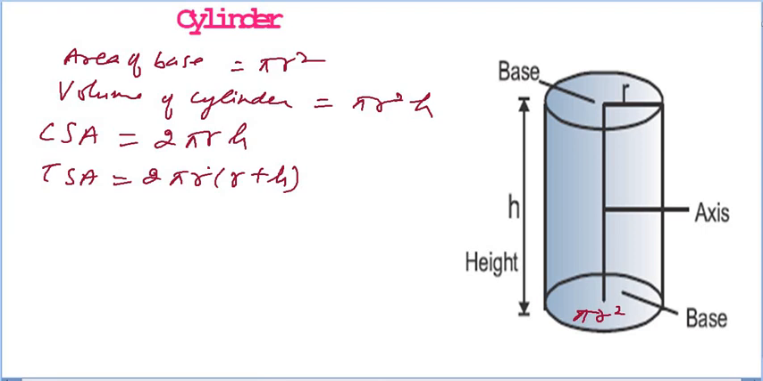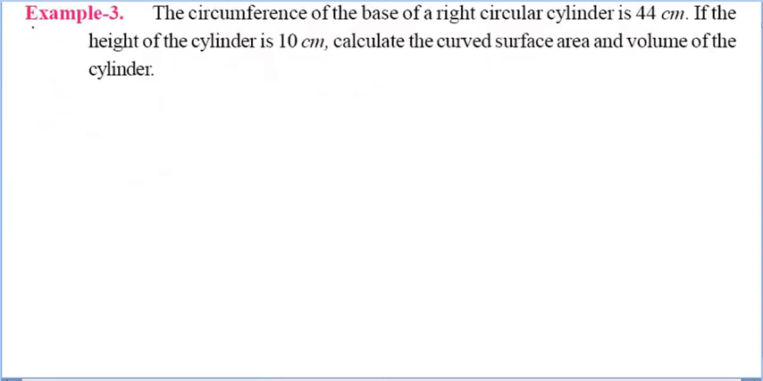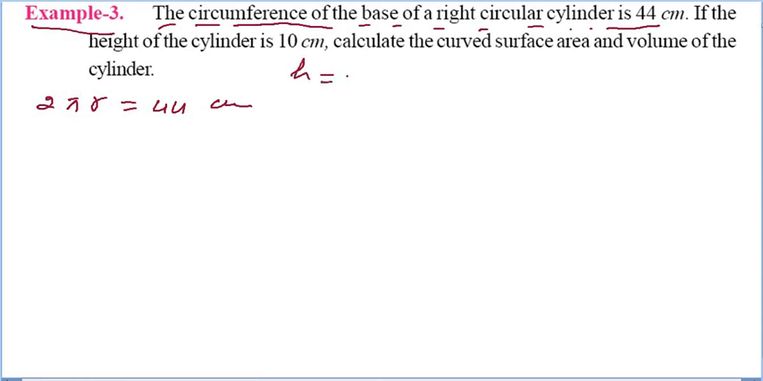What will be in your exercise? So example 3 is given here. The circumference of a base of a right circular cylinder is given as 44 centimeter, and circumference is 2 pi r. Height is given as 10 centimeter. Calculate the curved surface area CSA and volume of the cylinder.